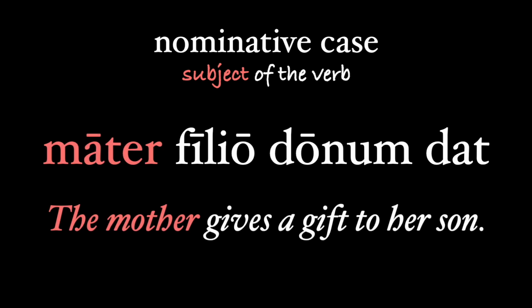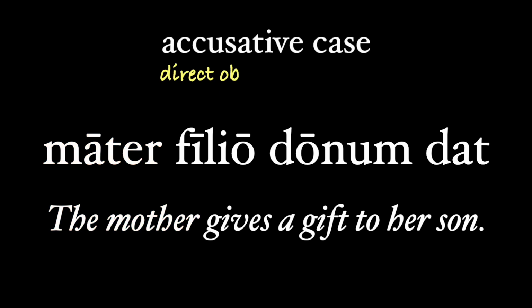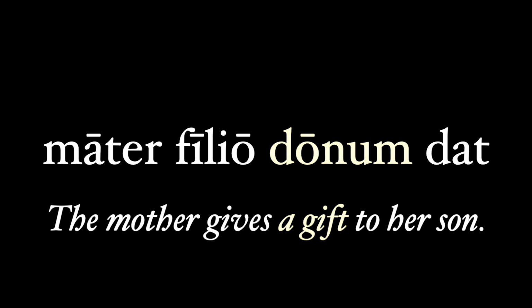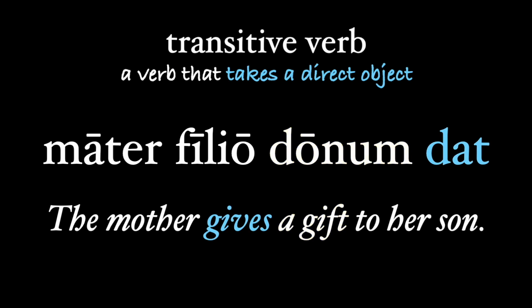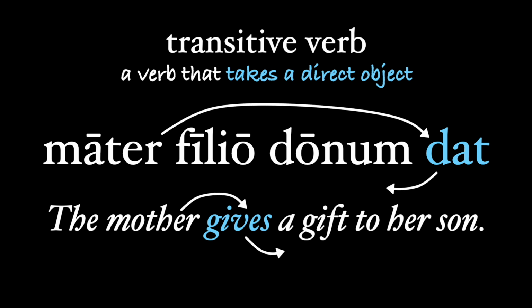The nominative case is used for the subject of the verb, the word that controls the verb. And in a sentence like this, it's the mater, the mother, the word that's doing the action of the verb dat. The accusative case is used for the direct object of the verb, the word that receives the action or is directly affected by the action of the verb. And that would be our gift, donum, which is receiving the giving. And since the verb gives takes a direct object, it requires one, we call it a transitive verb. Literally, the action flows from the subject across the verb to the direct object.